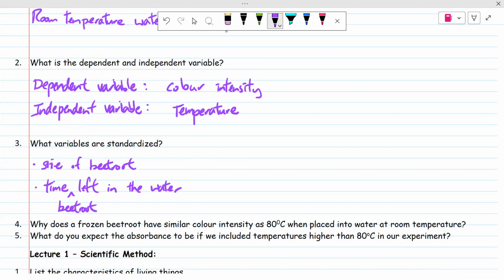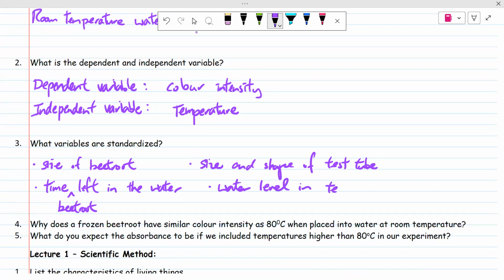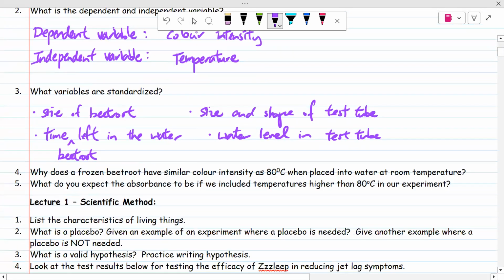Of course, if you leave it in for longer, more color is going to seep out, right? So we want that to be the same. Size and shape of test tube, water level in test tube. Okay. So there are a bunch.